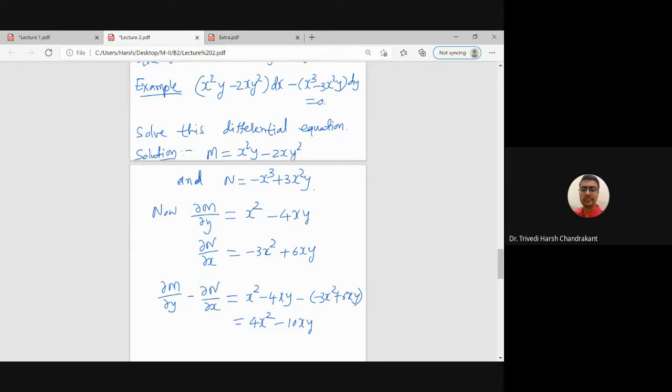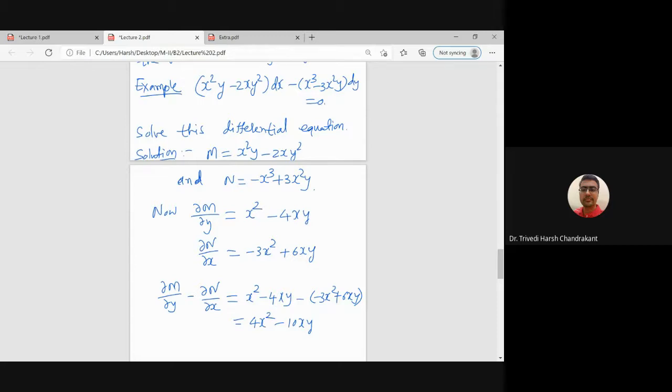The second method of finding the integrating factor we cannot apply, because if we divide del m by del y minus del n by del x by the m function, where the m function is x square y minus 2xy square, then 4x square minus 10xy divided by x square y minus 2xy square is not a function of a single variable, it is a function of x and y both. So that means the second method is not applicable.